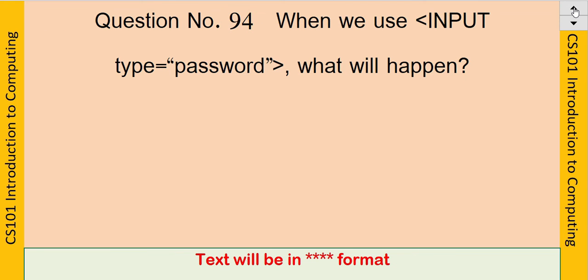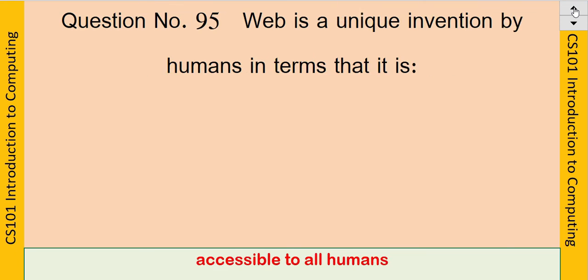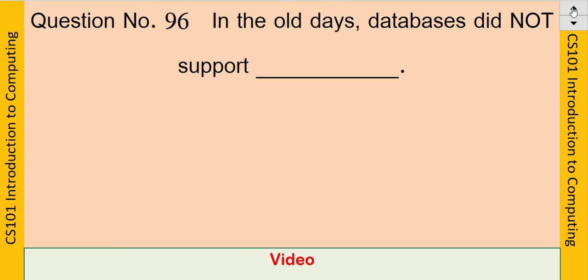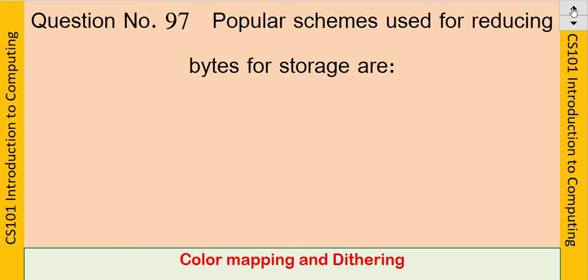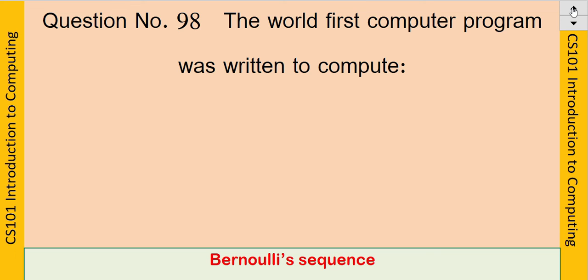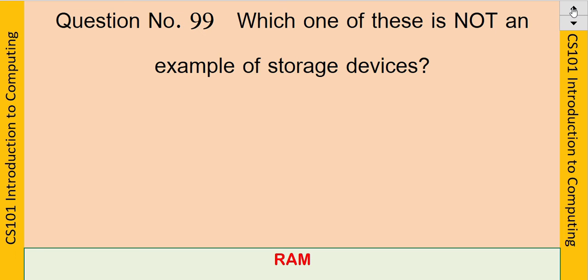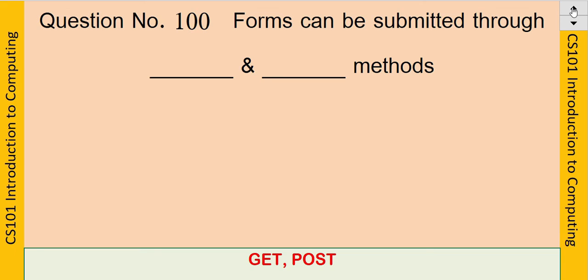When we use input type equal to password, what will happen? Text will be in hidden format. Web is a unique invention by humans in terms that it is accessible to all humans. In the old days, database did not support video. Popular schemes used for reducing bytes for storage are color mapping and dithering. The world's first computer program was written to compute Bernoulli's sequence. Which one of these is not an example of storage devices? RAM. Forms can be submitted through get and post methods.